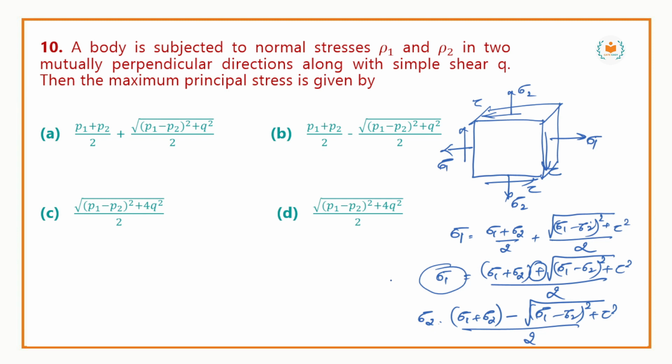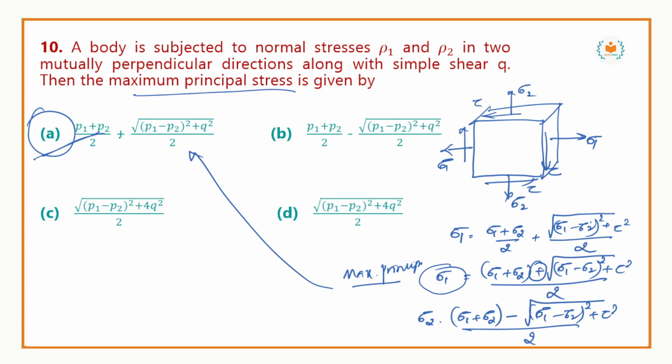Now in the question, they have asked for the maximum principal stress, which we take as sigma 1. So the answer for this particular question is option A. Sigma 1 here is nothing but P1 plus P2 divided by 2. The plus sign is for the maximum and the minus sign is for the minimum principal stress. So this equation holds good for the minimum principal stress and this equation holds good for the maximum principal stress, and Q represents the shear stress. Q is nothing but the shear stress on the body. Thank you.